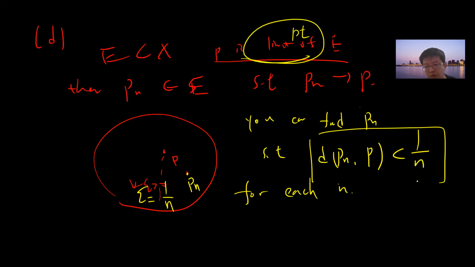Obviously, from here you know that for epsilon greater than 0, once you choose n large enough, this 1 over n will be less than epsilon. So by definition, P_n converges to P. And since P is a limit point of E, each P_n is inside E. So this is somehow just a restatement.